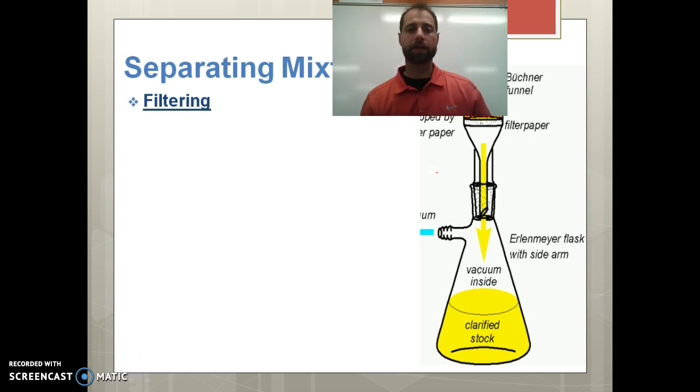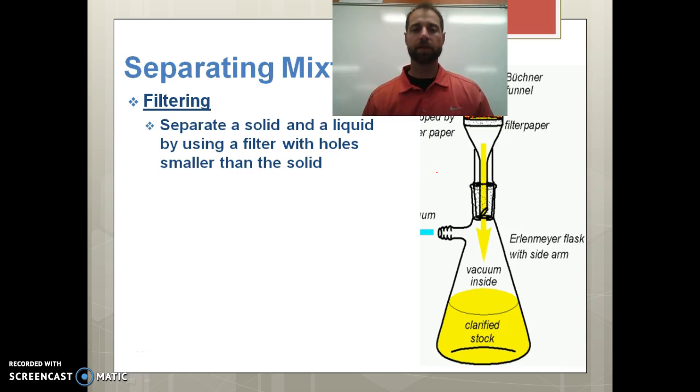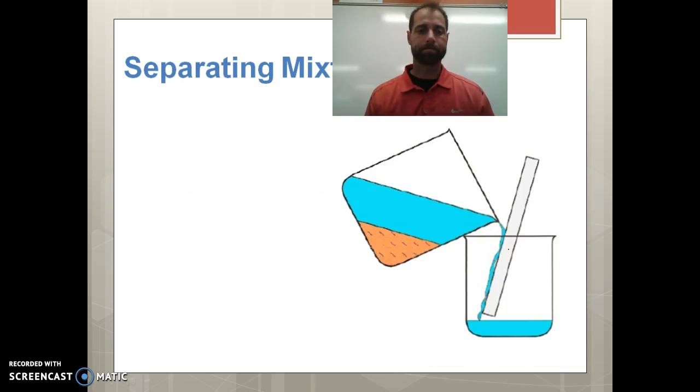Another way we can do it is by filtering, and so we've done this in the lab. You've probably done it a bunch at home at some point, but you pour things through a filter which has holes smaller than the solid, and so you're going to get the solid in your filter, and then all of the liquid goes down below. So you can do that with pasta and water.